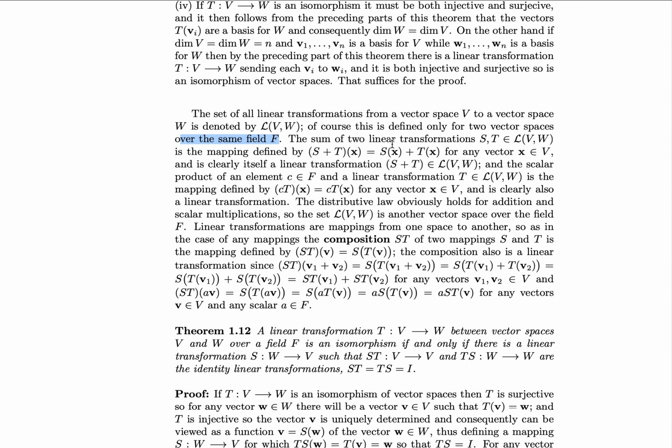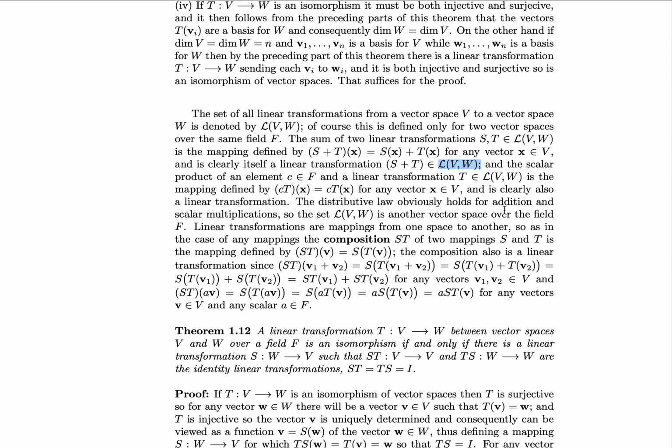The sum of two linear transformations S and T in L of V, W is the mapping defined by S plus T of X, which is equal to S of X plus T of X for any vector X in V. And this is itself clearly a linear transformation because S is and T is. So by definition, we see that S plus T is inside L of V, W, which is an interesting fact to note.